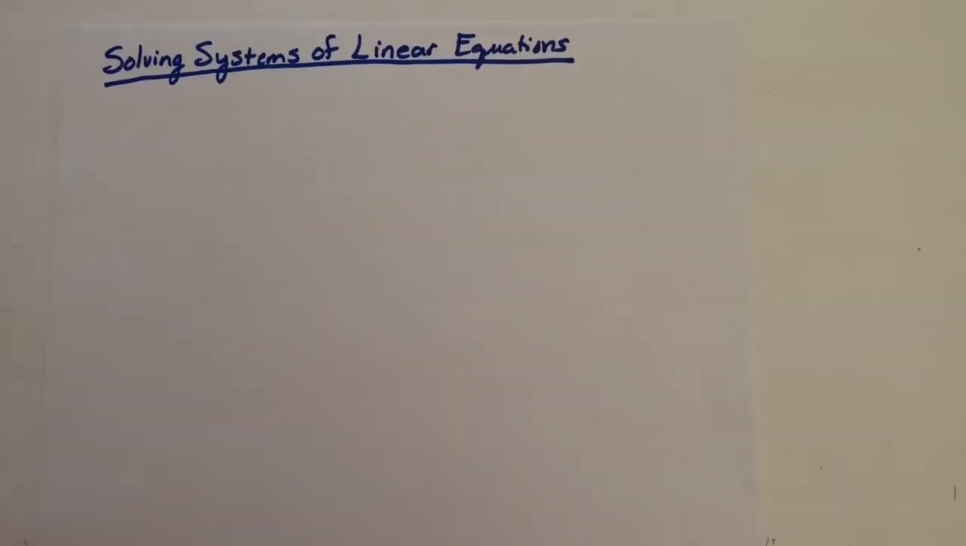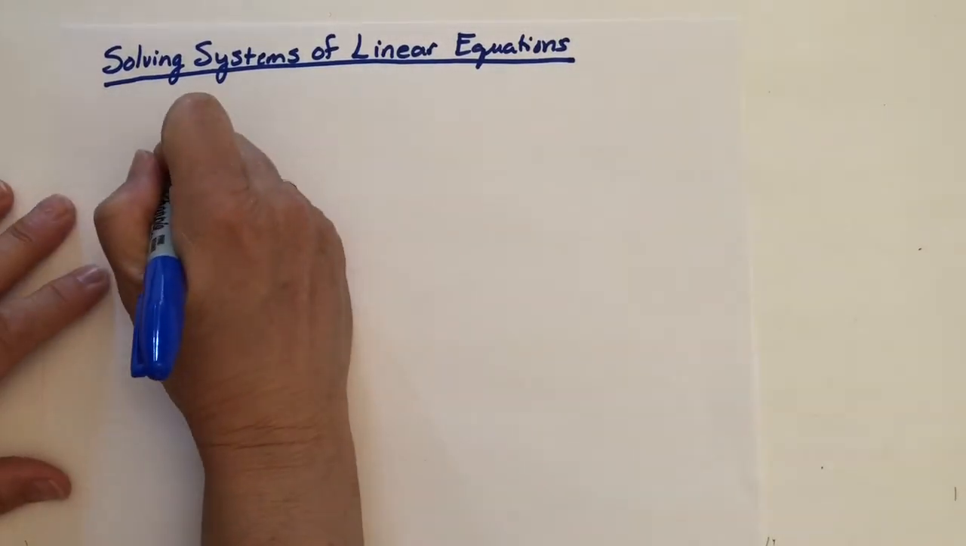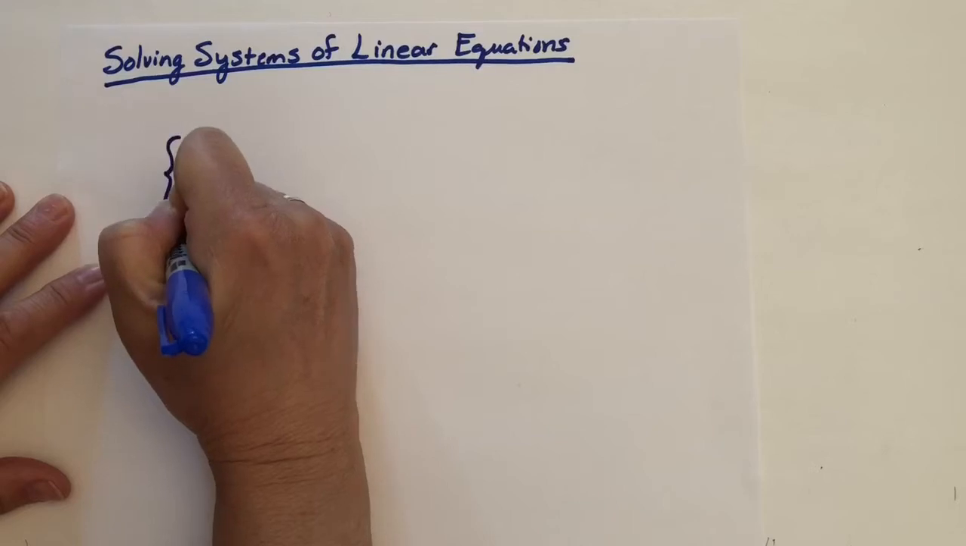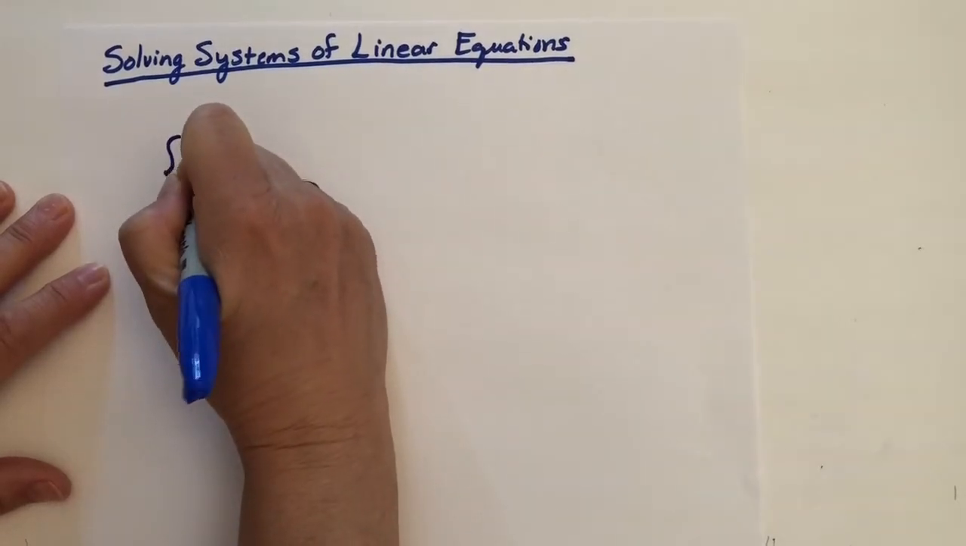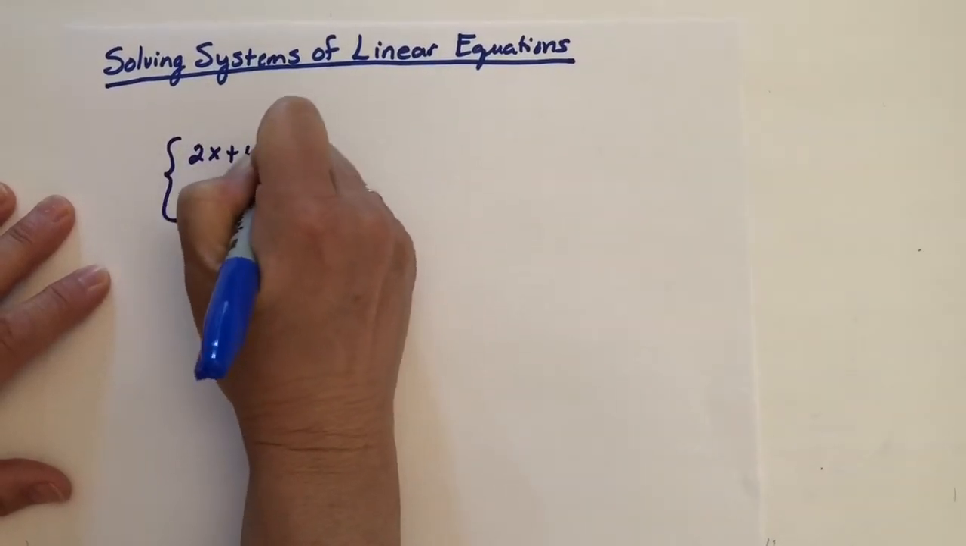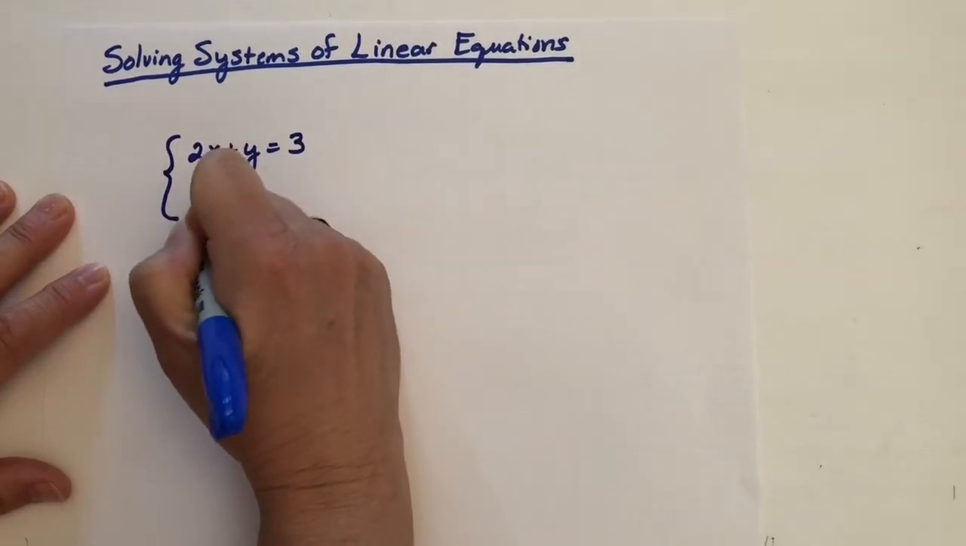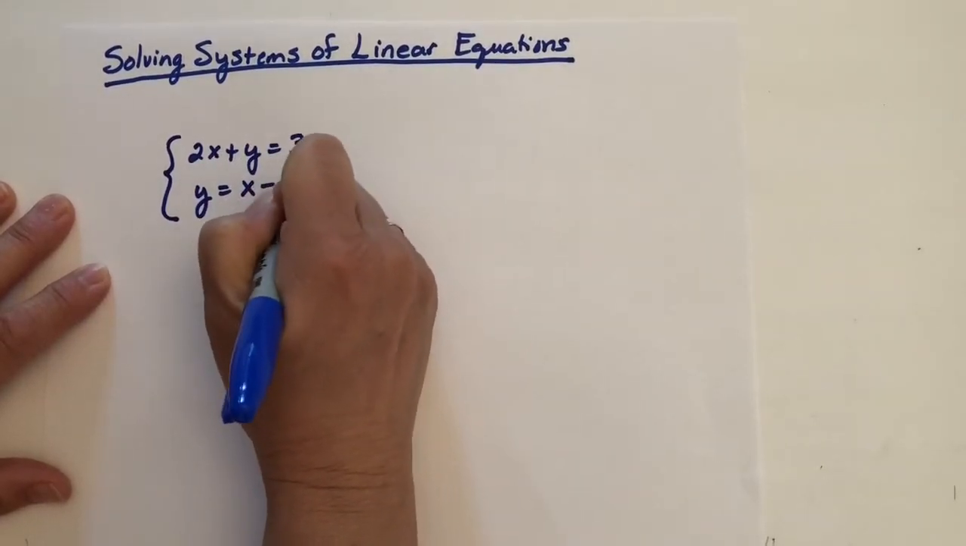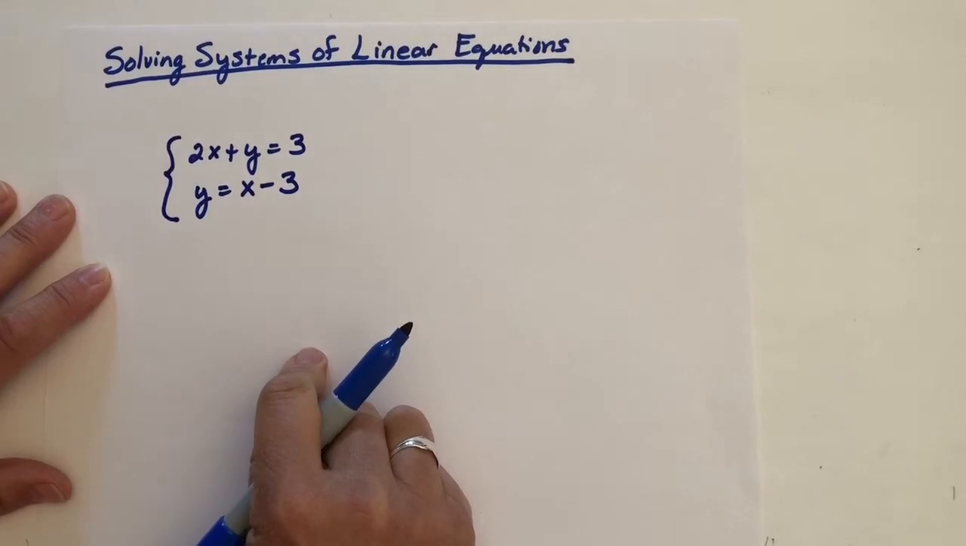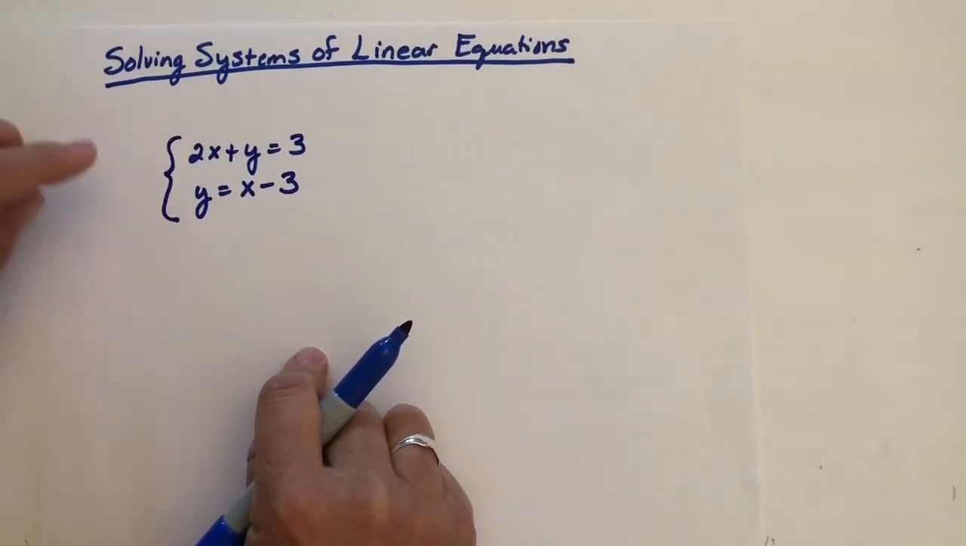In this video, we're going to be solving systems of linear equations. Remember, a system of equations is a collection of two or more equations, each containing one or more variables. So for example, this is a system: 2x plus y equals 3, and y equals x minus 3. And when you solve a system, the goal is to find the solutions that the equations share.